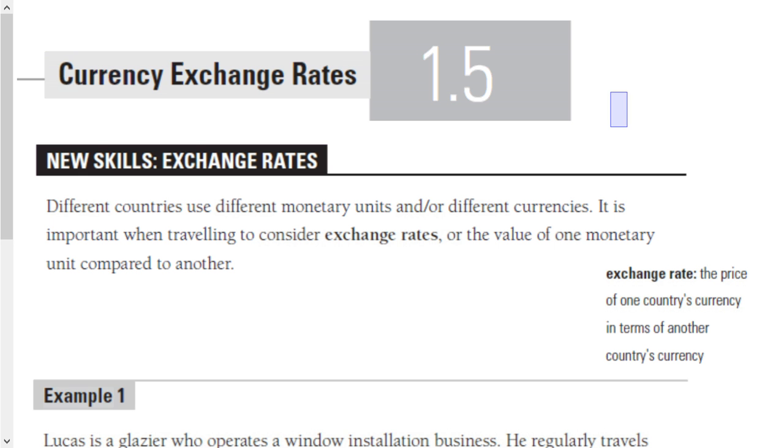Today we are going to be dealing with currency exchange rates. Currency exchange rates are really important if we ever want to go traveling. Like I said, it is the value of one monetary unit compared to the other.